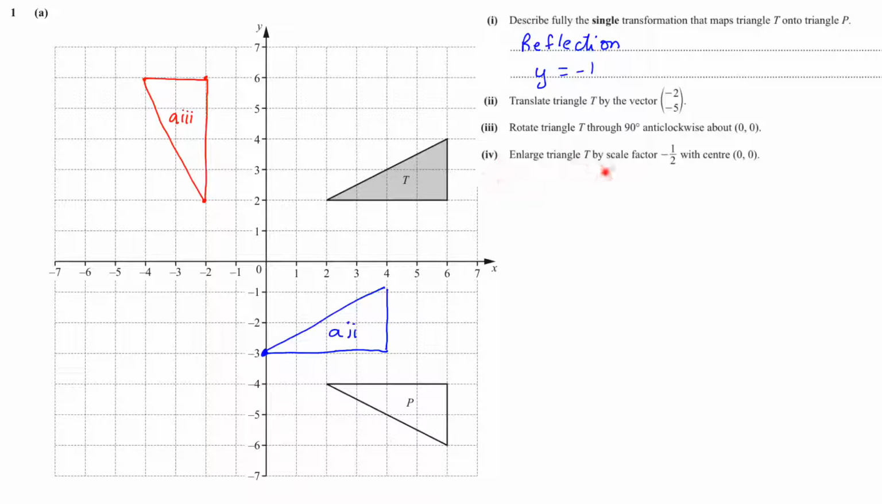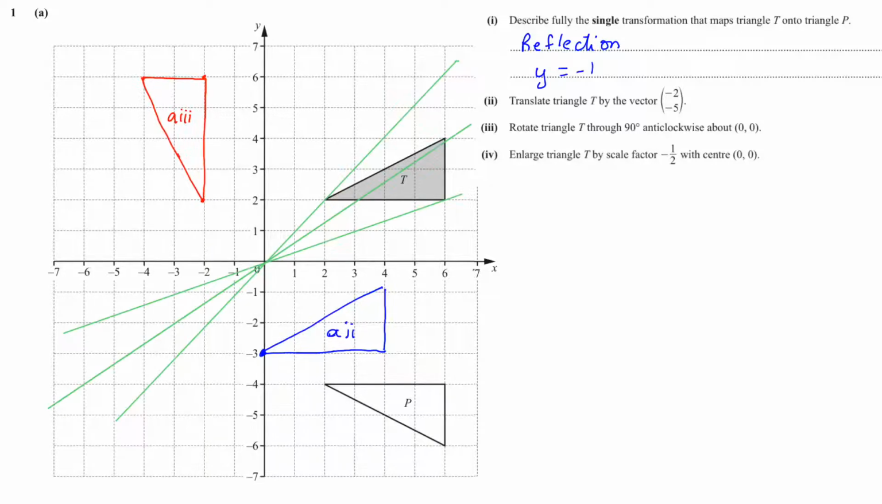A4, enlarge triangle T by scale factor -½ with center 0, 0. So this is the center 0, 0. Join all the vertices of triangle T with the center. So this is how you draw the line passing from the center to the vertices. The scale factor is -½. If your scale factor is negative, it will be reflected on the other side of the center.